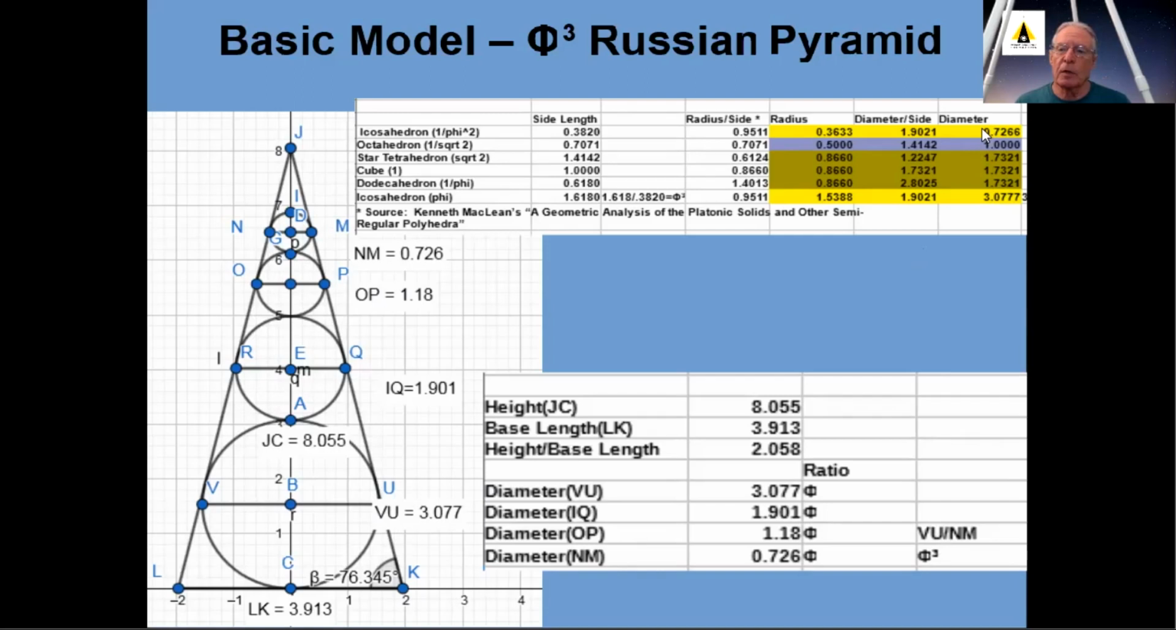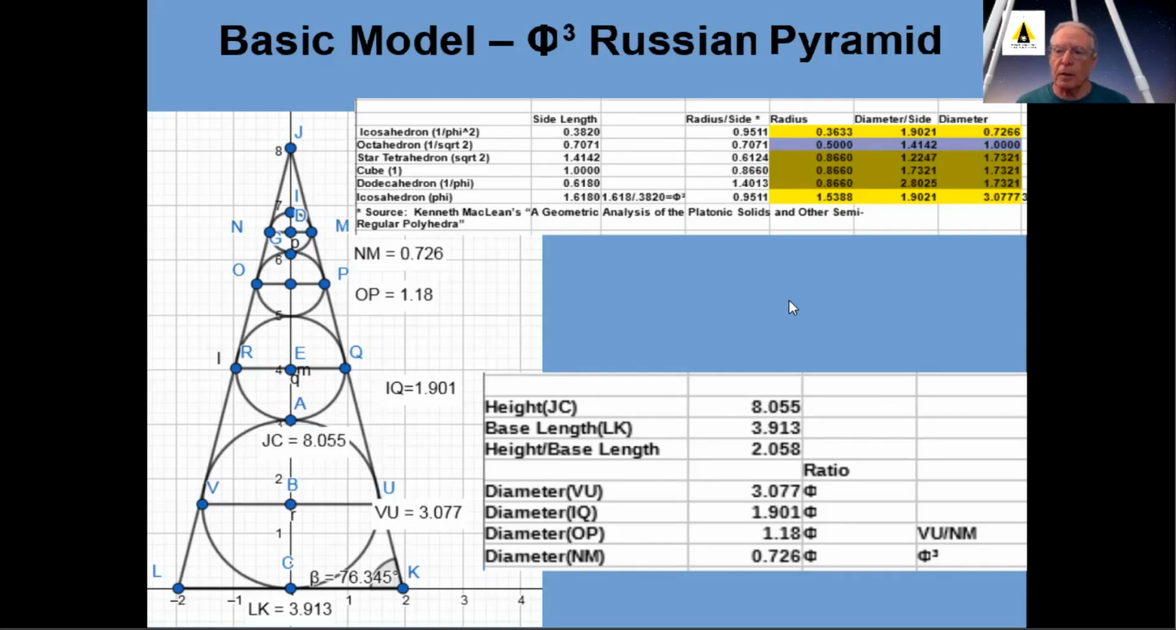So you'll see that the icosahedron 7.726 matches, and the 3.07 matches as well. However, those 2 that are in the middle, the octahedron and the star tetrahedron cube dodecahedron sphere, don't match up. And we're gonna explain all of that as we go through the presentation today.